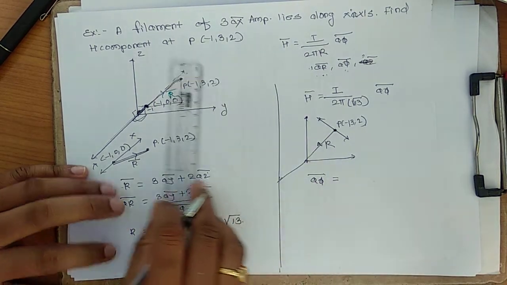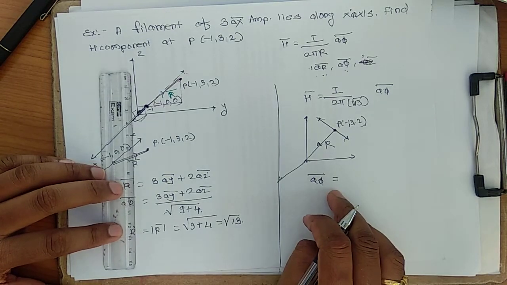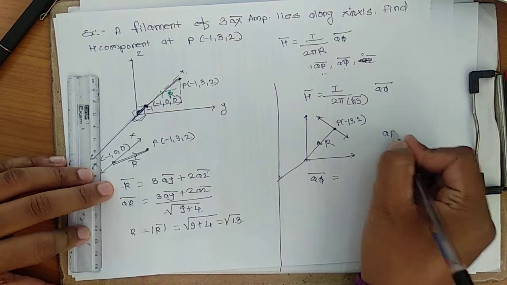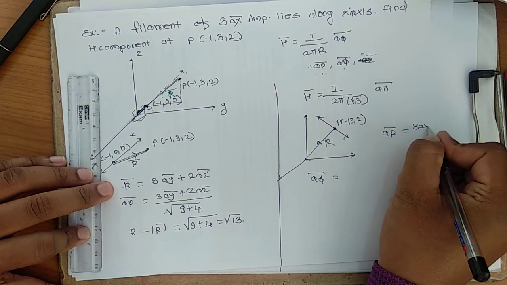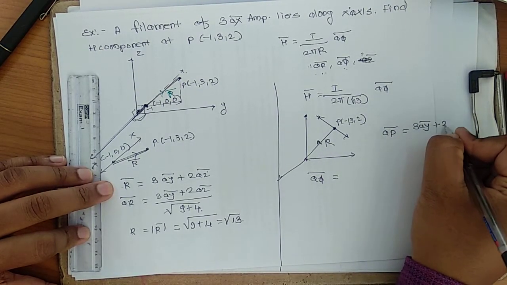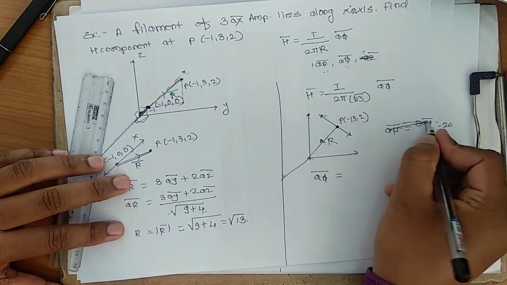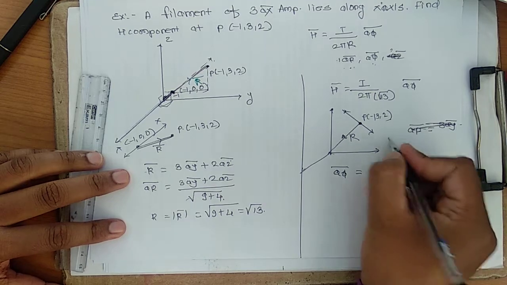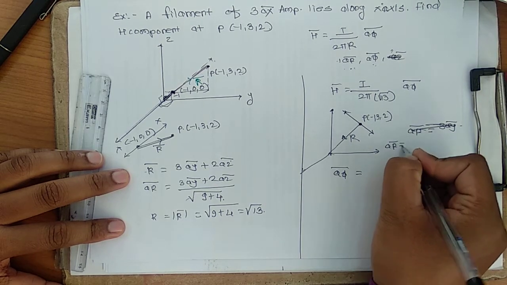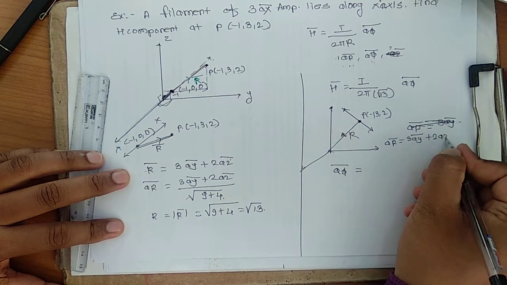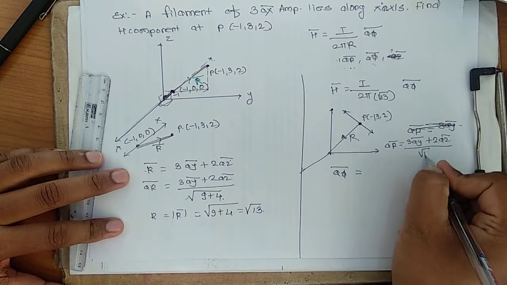So if you are calculating A phi bar, see the AR bar. So what is AR bar? Here I will write AR bar. AR bar is 3 AY bar plus 2 AZ bar divided by root of 13.